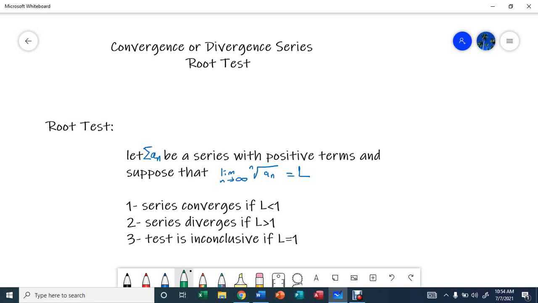Today I'm gonna show you how to use the root test to determine if a series converges or diverges. So let's start with the theorem first.